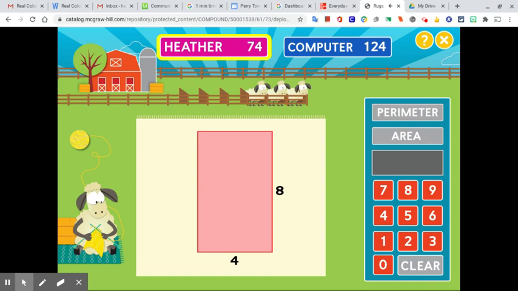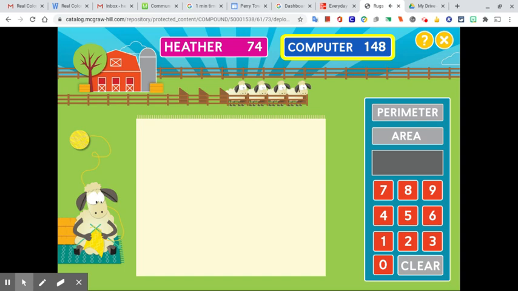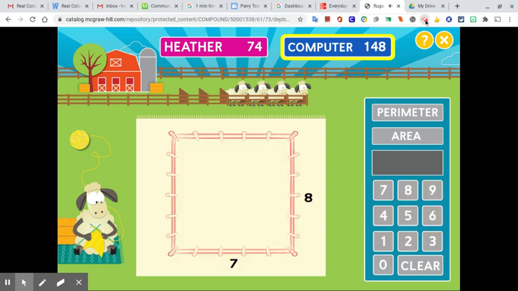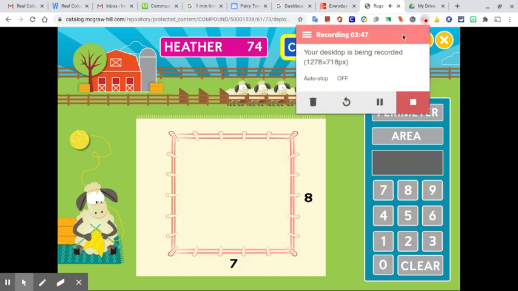And so you'll just continue playing like this until the 6 rounds are done, and then you'll determine your winner that way. Now the computer will enter the area or perimeter of the polygon.